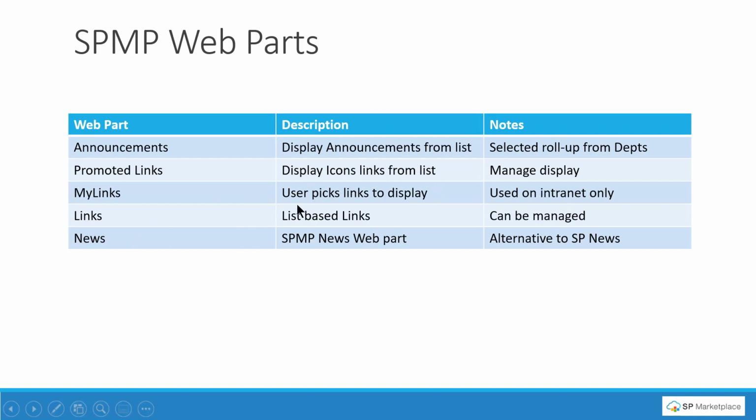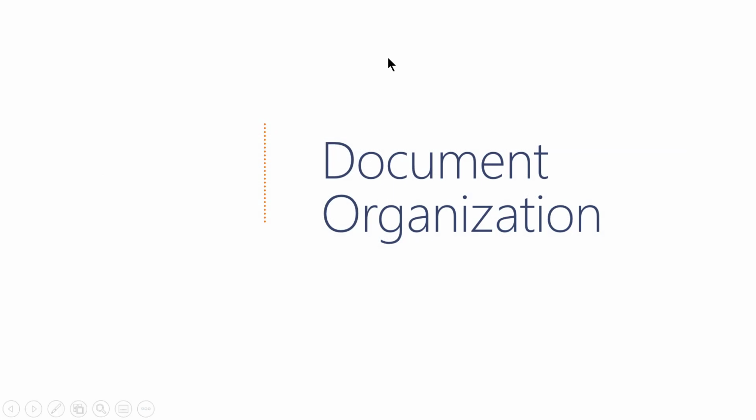My links is in the intranet. This actually allows users to pick their own links to display automatically when they come in. There is actually a links list that we have that's based on links too, which can be managed. And if you wish, you can use our news web part, or you can use Microsoft's out-of-the-box news as well too. So we have added those to it. You'll see those. Let's talk about document organization.